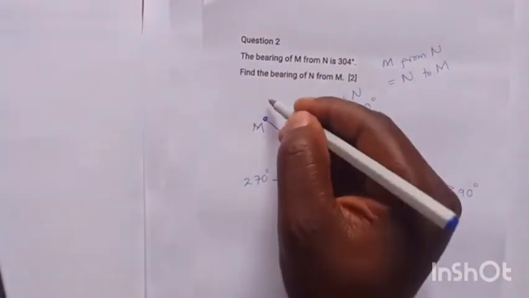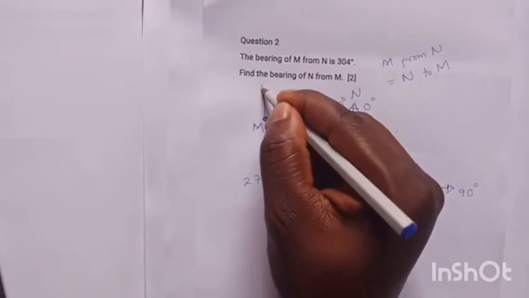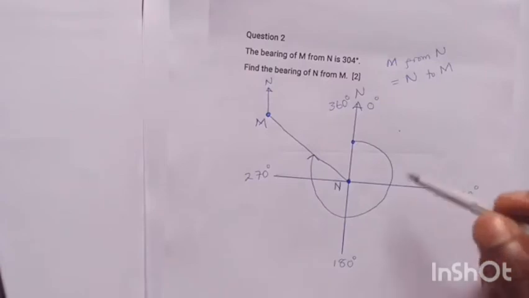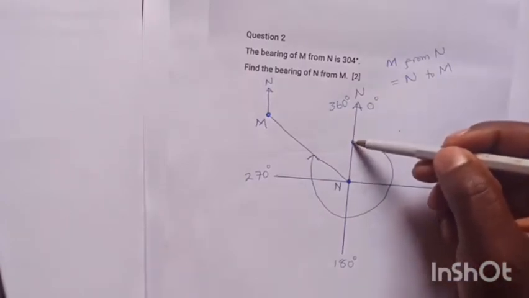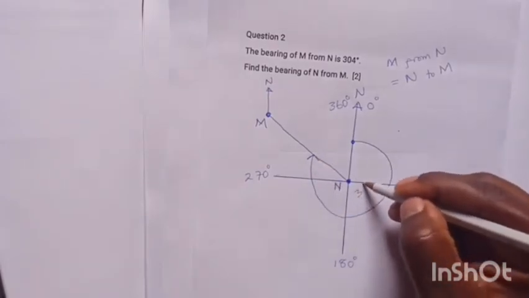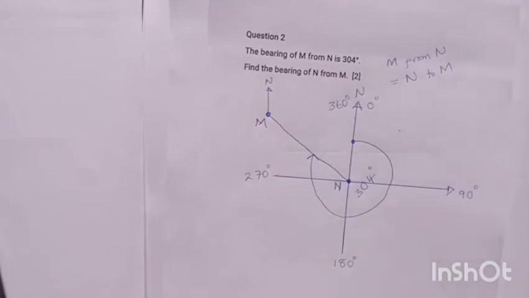So you put a North Pole on M, right? And do not forget to label that this arrow from the North Pole of N moving in a clockwise direction is representing 304 degrees, right? So we now move on to the question.